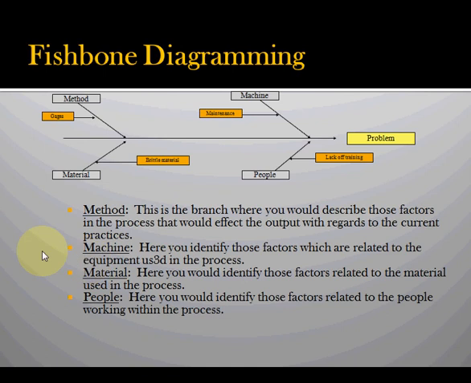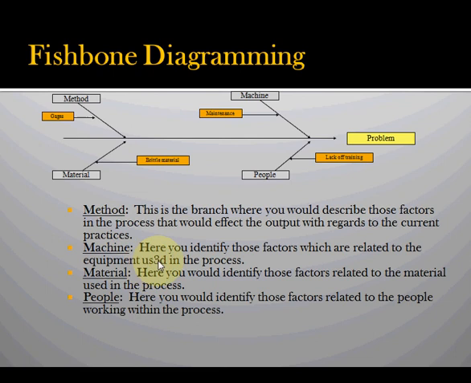Another tool that's used that was developed by Ishikawa back in the 1970s is called a Fishbone Diagramming. And here's a simple fishbone diagram, and you'll notice it has method, material, machine, and people. So the method, this is a branch where you would describe those factors of the process that would affect the outcome. So what would occur in the method that would cause the problem, a relationship? Machine, that's right up here. Here you identify those factors which are related to the equipment used in the process.